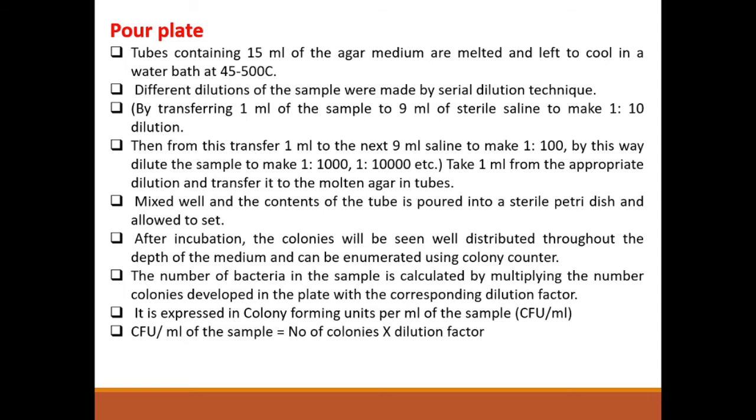So it makes 1:10, or 1 by 10, or 10 raised to minus 1. 1 by 10 is equal to 10 raised to minus 1. So for the first dilution, you just take 1 ml of sample and add it to 9 ml sterile saline, which makes a 1:10 dilution, or 10 raised to minus 1 dilution.